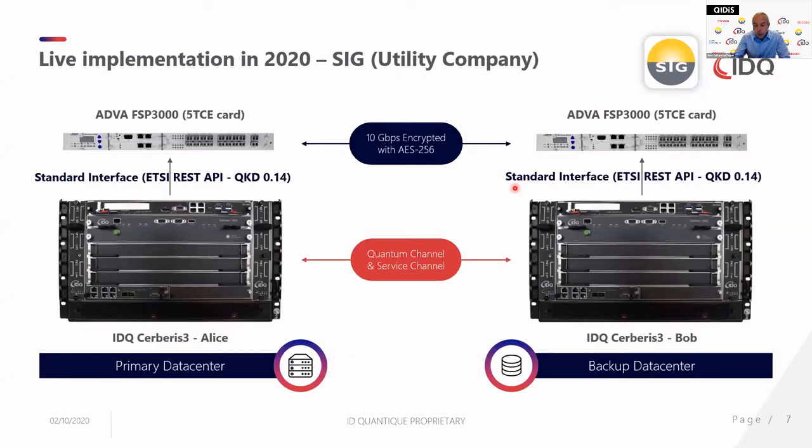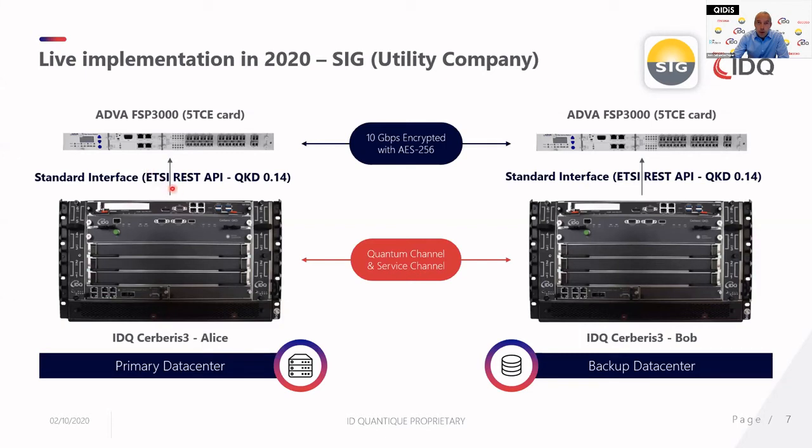If we want to see a physical representation of how it looks like, on the top you see the ADVA devices. So it's here the FSP 3000 we used with the 5TC card, and the 5TC card is actually a 10 gig card which will perform the AES-256 encryption. And the idea then is to connect the QKD nodes on both sides, thanks to a standard interface, as mentioned by Thomas, if you attend.